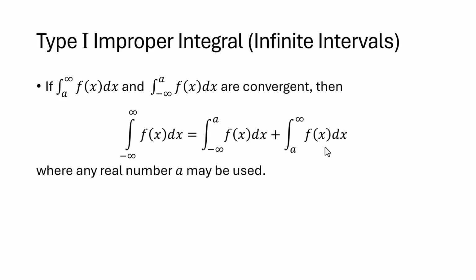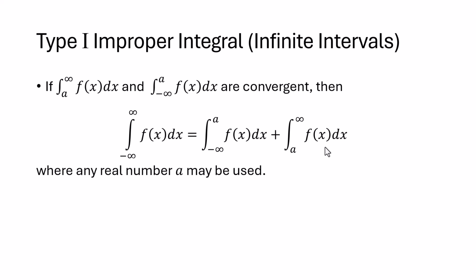If these improper integrals are convergent, then we may say that the improper integral from negative infinity to infinity of f of x dx may be written as a sum of the improper integral from negative infinity to a of f of x dx plus the improper integral from a to infinity of f of x dx, where any real number a may be used. So if we know that our improper integrals from a to infinity and from negative infinity to a exist, then we do have this additivity property with improper integrals as well.